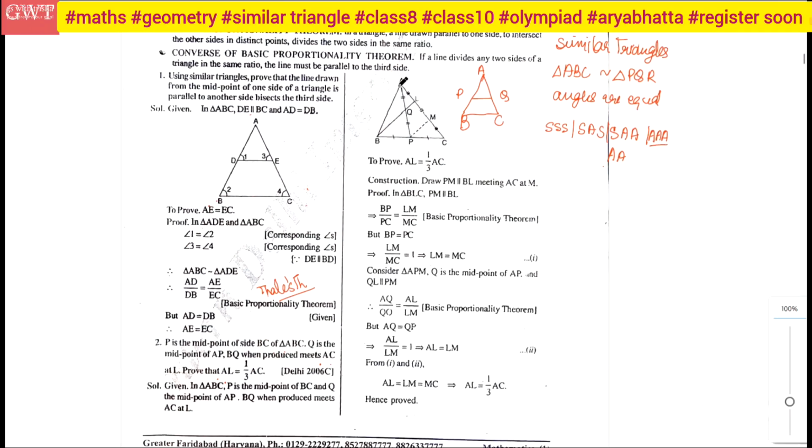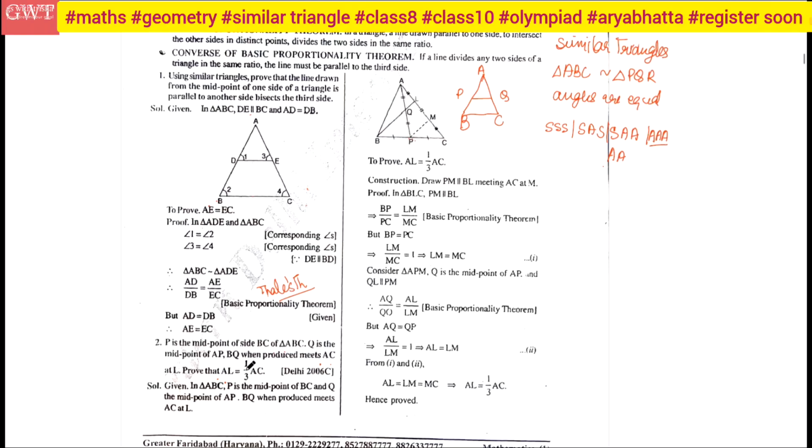You got it? See, this one is your ABC triangle and they are taking the midpoints. So P is the midpoint of the side BC, that means BP is equal to PC. Okay, now Q is the midpoint of AP. Now I have drawn this AP, so I have Q as a midpoint. So upper part is equal to lower part.